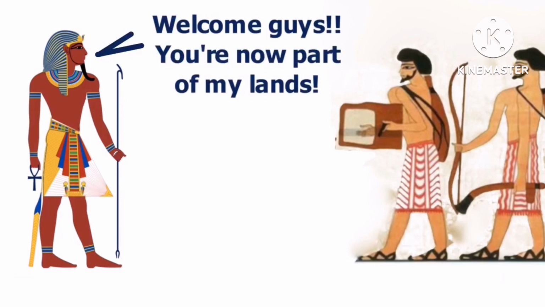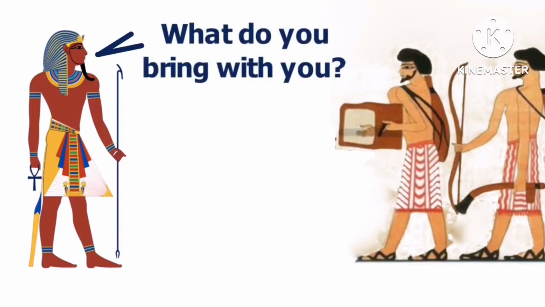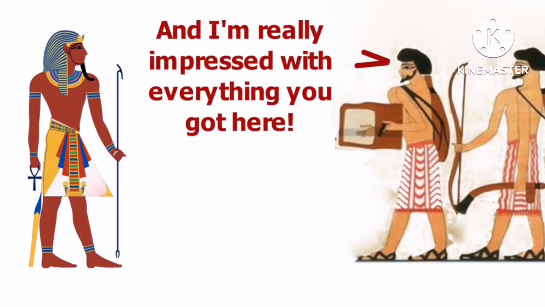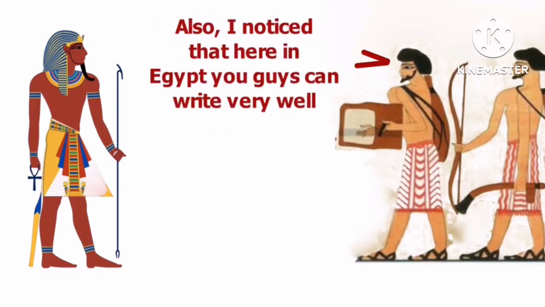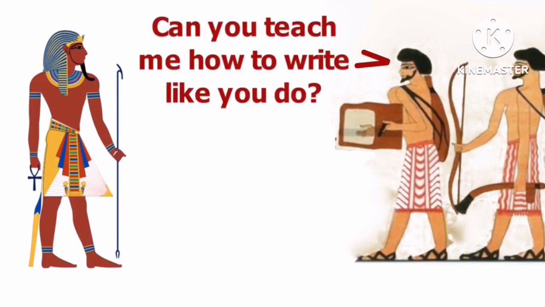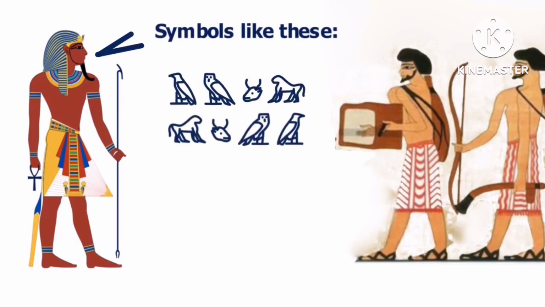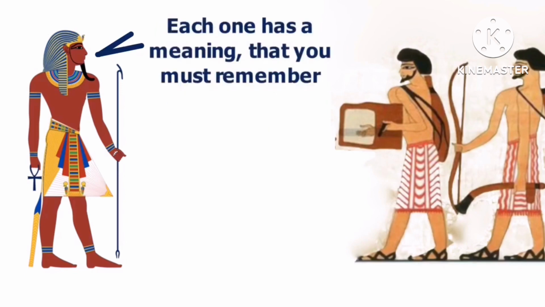Welcome, guys. You are now part of my land. What do you bring with you? We are just bringing some items to continue our trade, and I'm also really impressed with everything you got here. I noticed that here in Egypt you guys can write very well. Can you teach me how to write like you do? Yes, I can. To be able to write, you'll need to learn more than 1,000 symbols. Symbols like these.